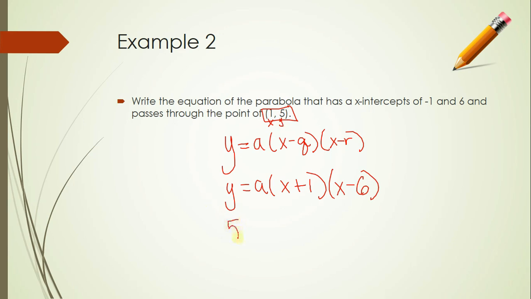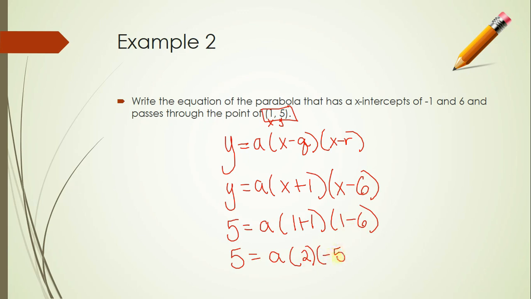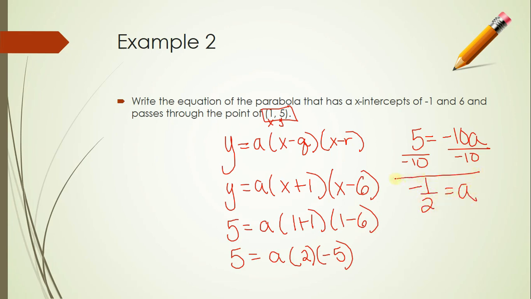So let's plug in our 5. We got a times (1 plus 1)(1 minus 6). I'm going to figure out what each of these are. So 5 equals a times 1 plus 1, that's 2. 1 minus 6, that's -5. So I got technically 5 equals -10a, right? Because these are multiplied. So I'm going to divide by -10. So I got 5 over -10, which is -1/2. And that's a.